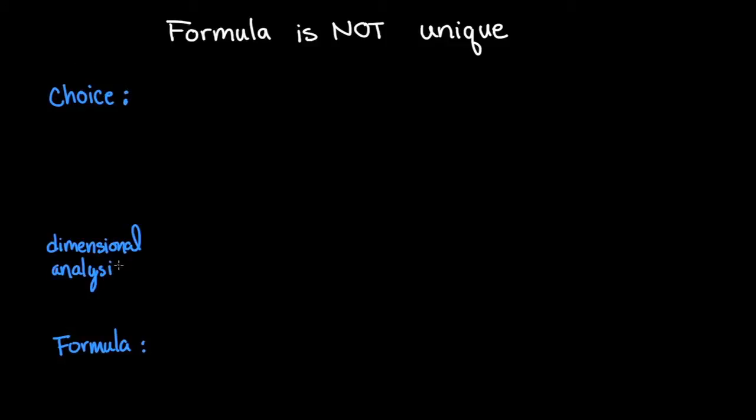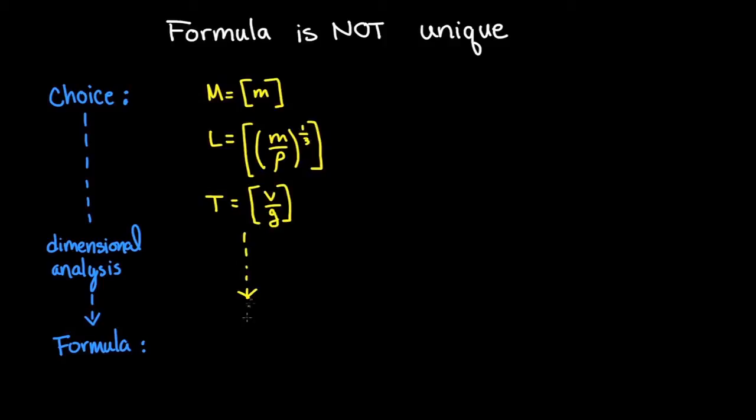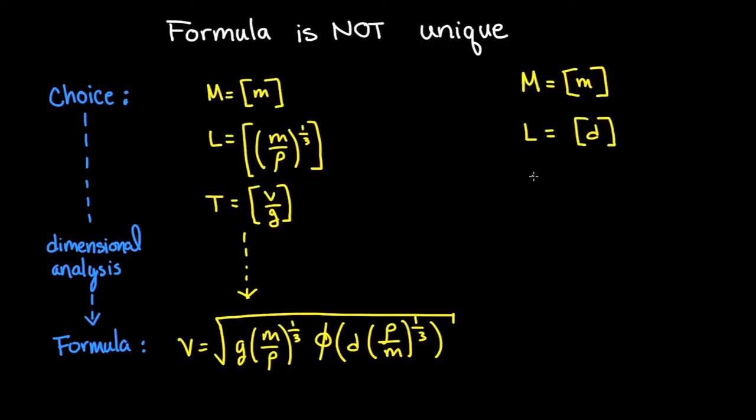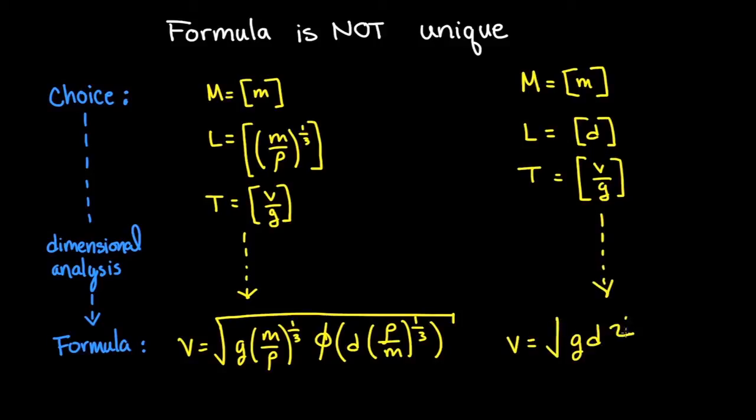Now you may be concerned because this formula is not unique. We made some choices about how to represent our fundamental dimensions. What happens if we make different choices? Here we chose m, L, and T this way. M was little m, L was little d, and T was v over g. Running through the dimensional analysis process with this choice of fundamental dimensions, we obtain an equation for v that looks like this.